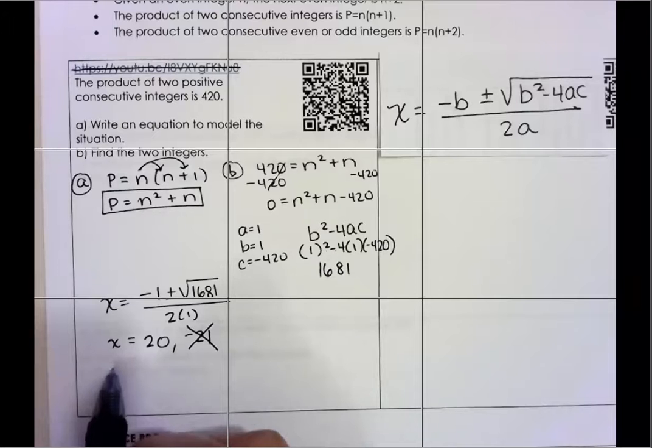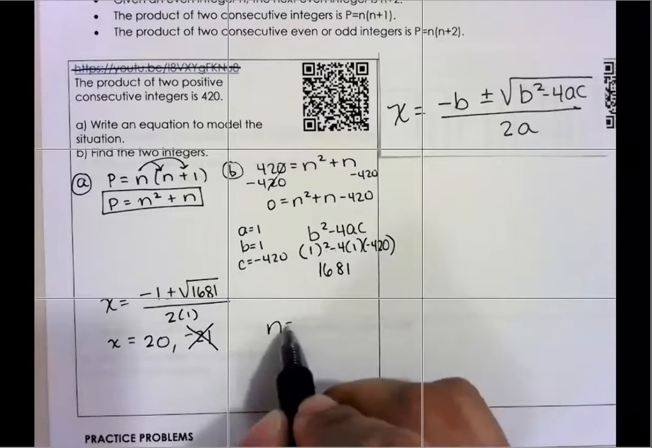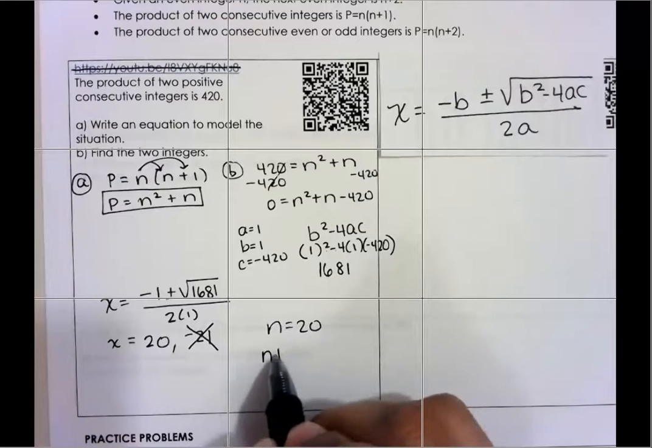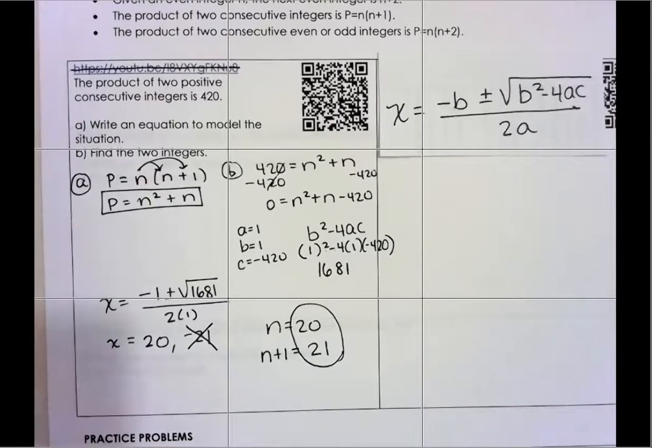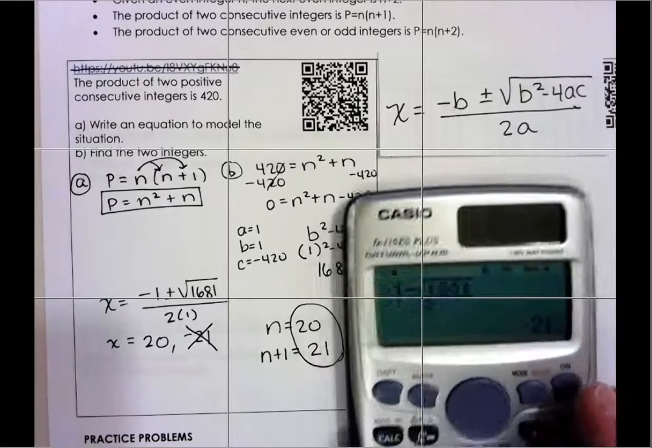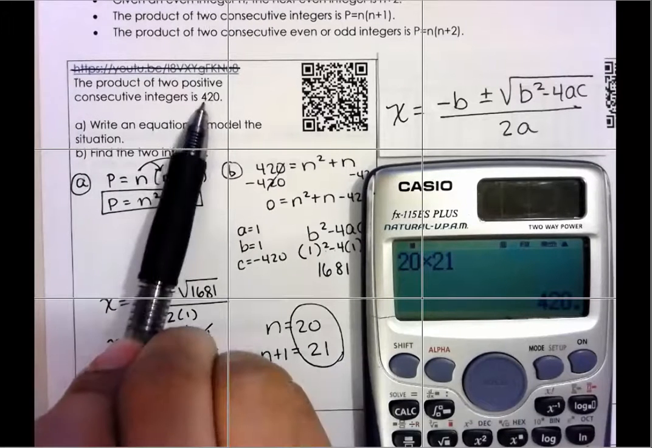And so my next number, right, this is my n. So n equals 20, and n plus 1 equals 21. And you can double check that 20 times 21 equals 420.